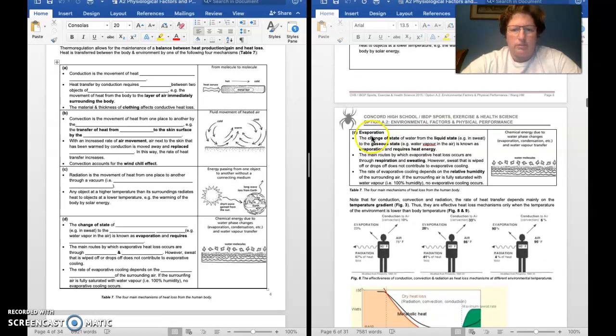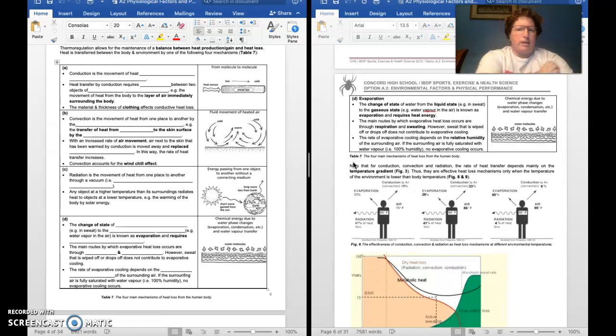And then the last one is evaporation. Evaporation is the change of state of water from the liquid state to the gaseous state. So sweating into water vapor. All right, and this evaporation requires heat energy. The main ways that we have evaporative heat loss in the body is through respiration and through sweating.